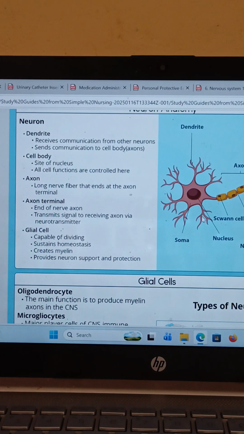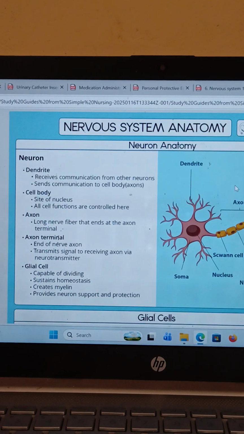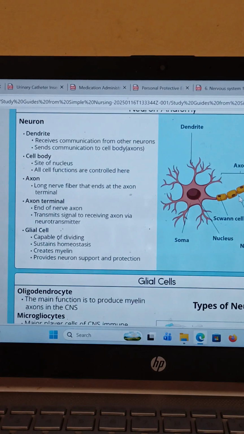So when we start with the dendrite, it's over here. You can just look at it. The dendrite receives communication from other neurons, and it sends communication to body cells. So it also sends communication to other axons. That's all about its function. Then we have the cell body, which is over here. It's the site of the nucleus. All cell functions are controlled here. So it's always controlled in the cell body.